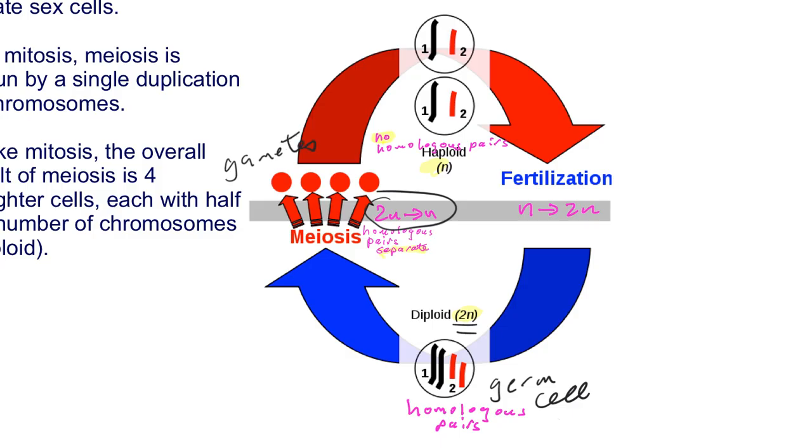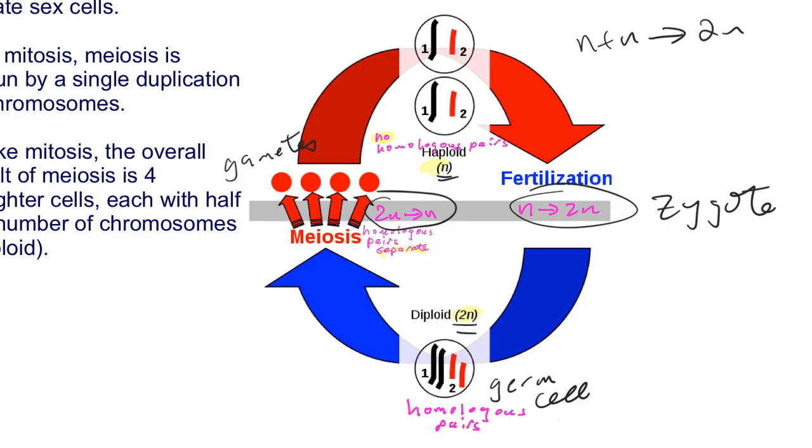Okay, an egg and sperm will get together during fertilization and form again a zygote. Now, the zygote will grow by many mitoses, 2N to 2N. It will grow to be a baby, a child, a teenager, and an adult.